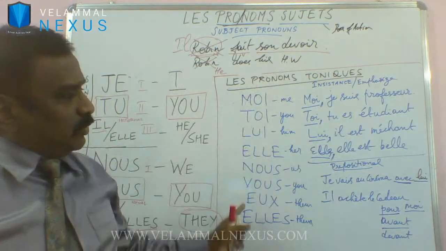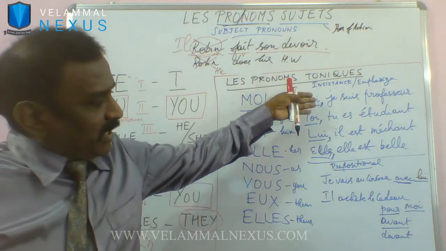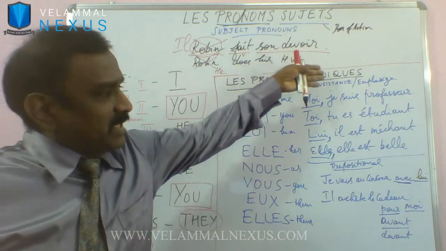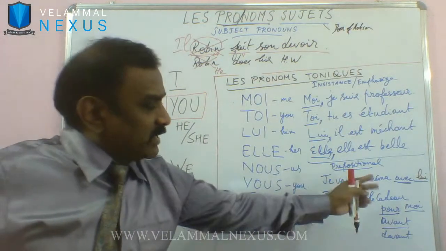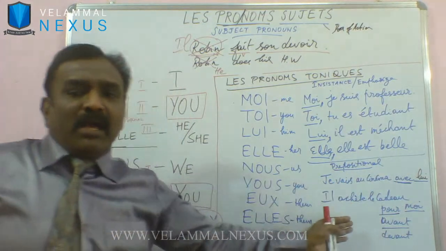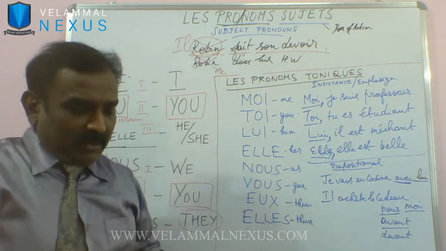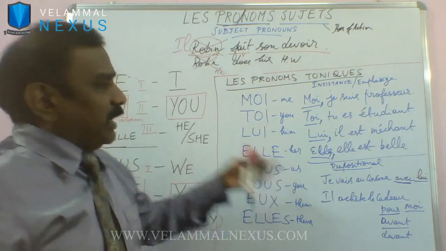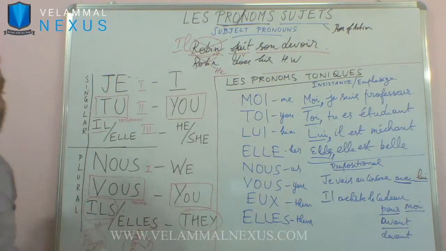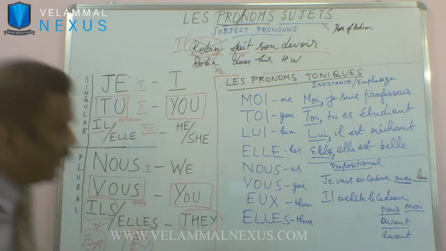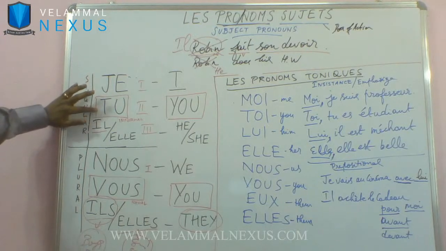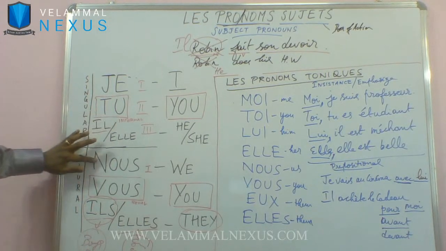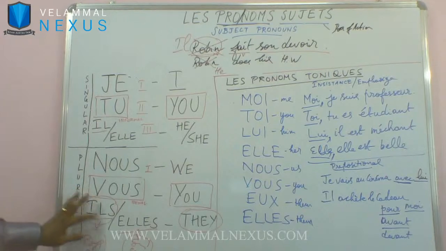So, this has got two usages. One in the beginning of the sentence with a comma, where there is an insistence or emphasis. Or at the end of the sentence, you can use this before a preposition. Then we will get into the exercises and pass on to the numbers. Now I'll give it once again. The subject pronouns in French are je, tu, il, elle, nous, vous, il, elle.